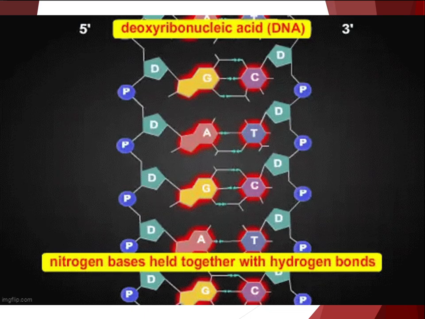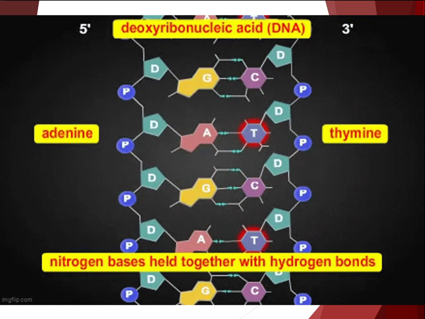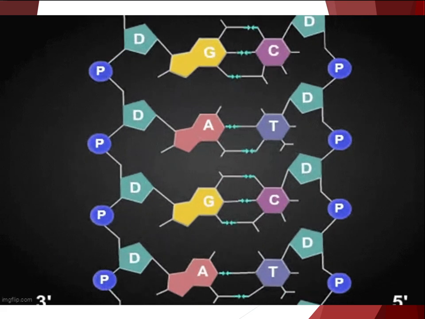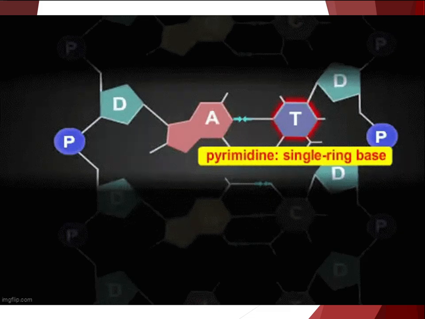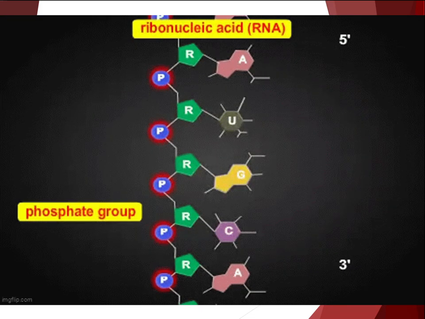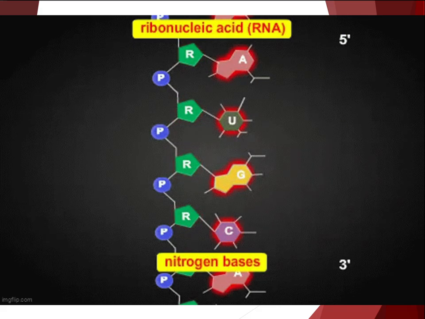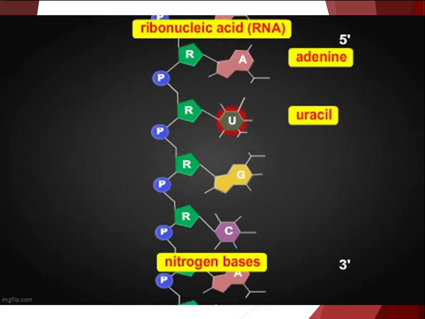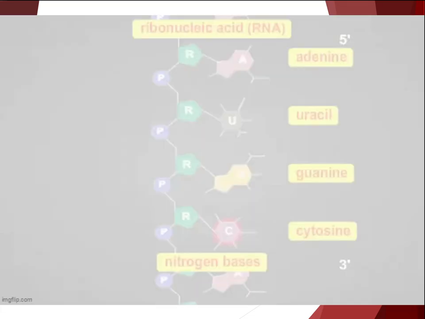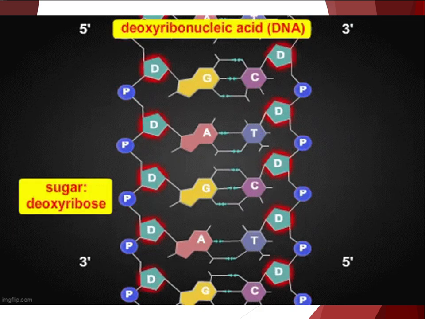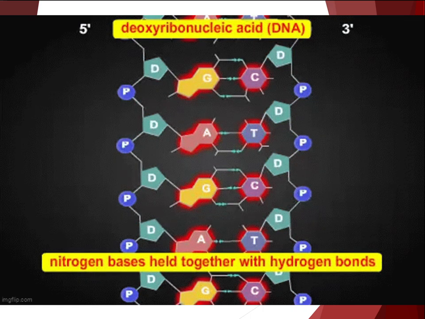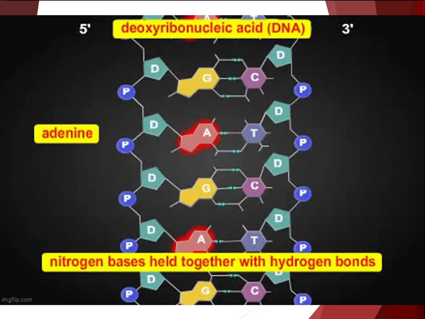These bases can form hydrogen bonds with each other, but only complementary bases can bond. Guanine bonds only with cytosine, while adenine bonds only with thymine. RNA also contains 4 different nucleotides, 3 of which are identical to DNA bases. But in RNA, the base uracil replaces thymine. Uracil is therefore complementary to adenine.